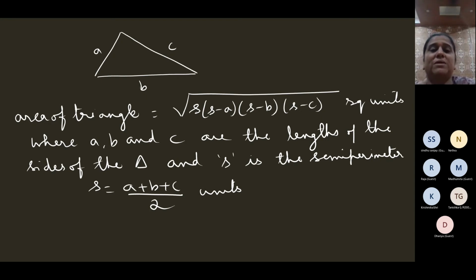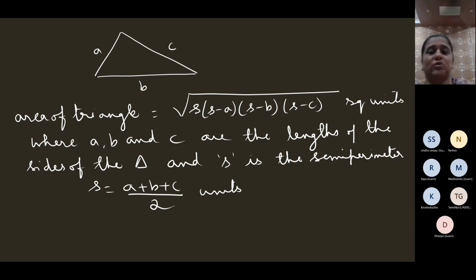Semi-perimeter means half of the perimeter. So a plus b plus c by 2. Perimeter by 2 is the semi-perimeter. So Heron's formula is root of s into s minus a into s minus b into s minus c square units, where a, b, c are the lengths of the three sides of the triangle, and s is the semi-perimeter. How do you find the value of s? a plus b plus c by 2.